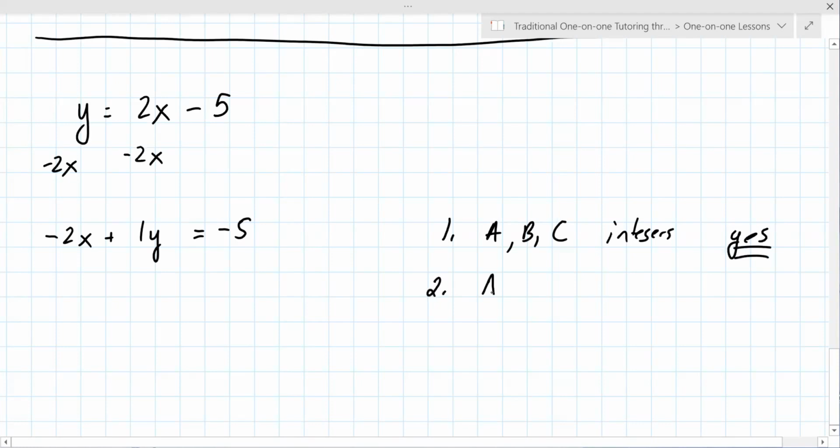But the number in front of x has to be positive. Do you see how negative 2 is not positive? So to make it positive, you multiply everything by negative 1. So that becomes 2x minus 1y equals 5.